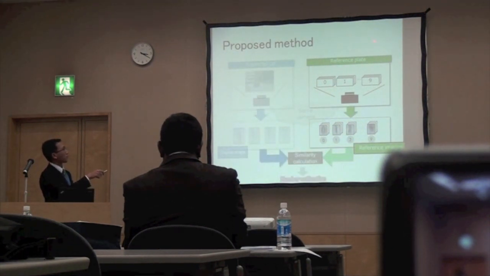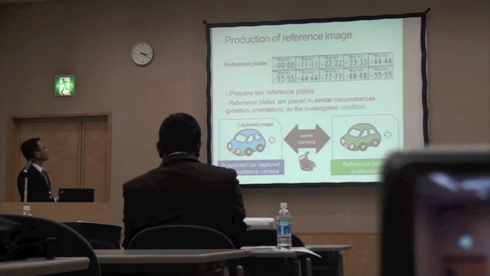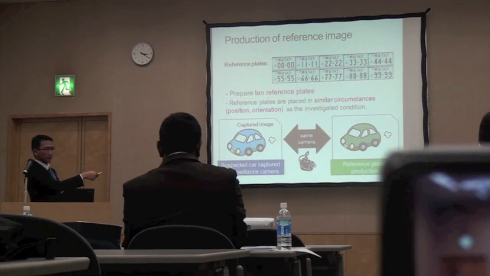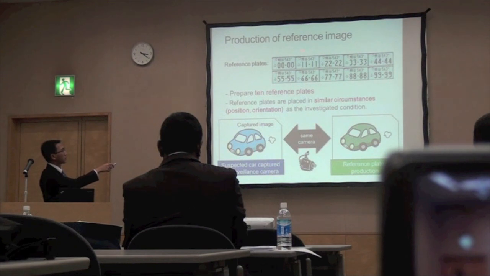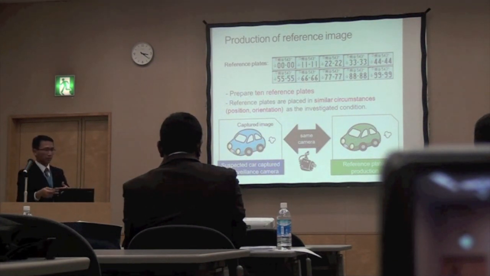Next, we would like to explain in detail how we make the reference images. First of all, we prepare 10 reference plates that contain the possible answers from 0 until 9. Then the reference plates are placed in circumstances as close as possible to the investigated condition. For example, in the picture shown here, there's a captured image from the surveillance camera. By implementing the same camera, we put the 10 types of reference plates on the car or any other object that resembles the captured scene as closely as possible.